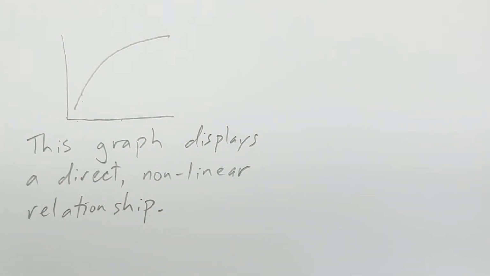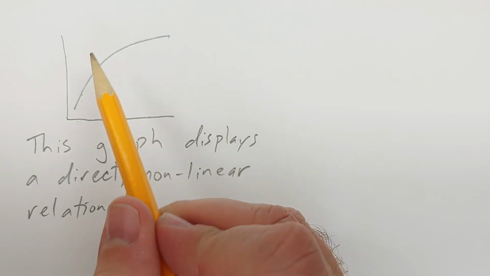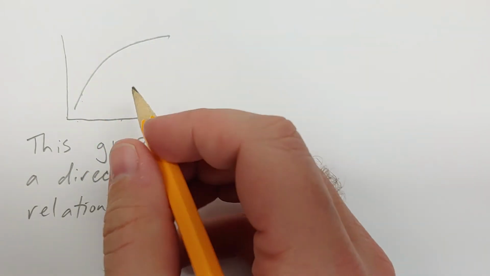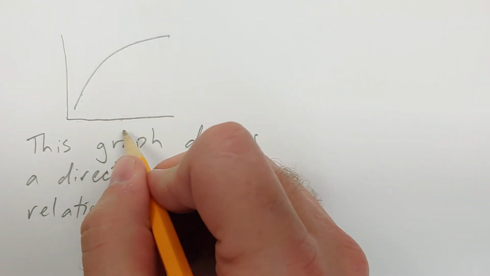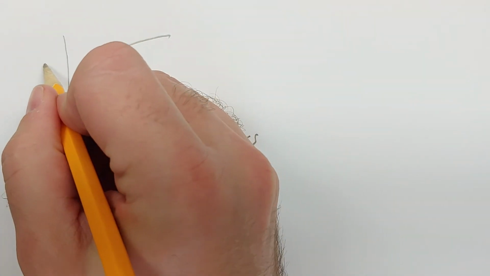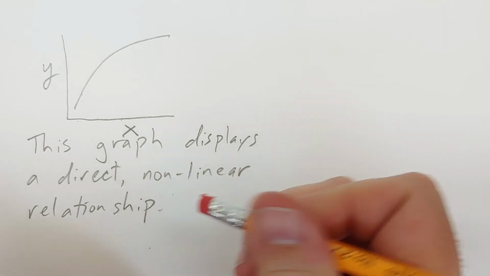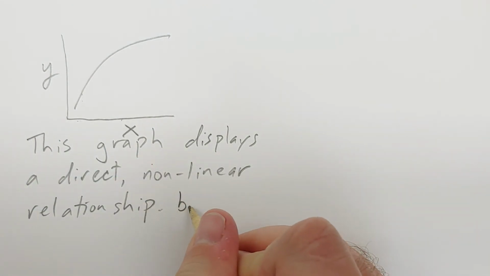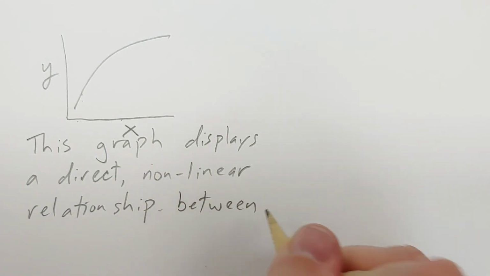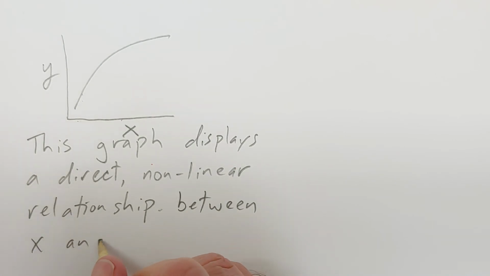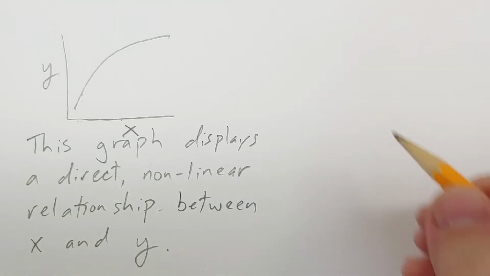And we would actually want to say what it's between if we actually knew. And so let's say that this was, whatever our x value is. This is our y value. We could actually be more specific. This is a nonlinear relationship between x and y.